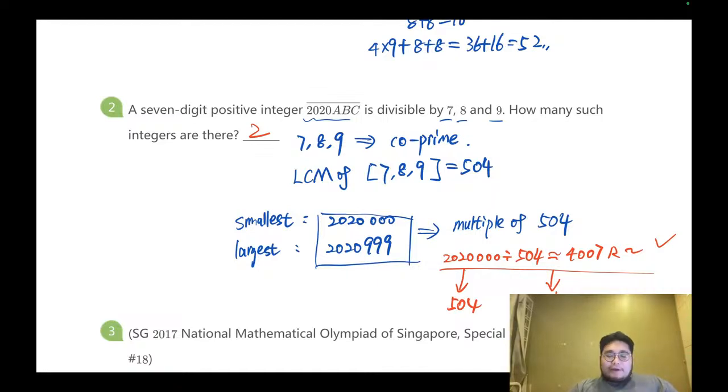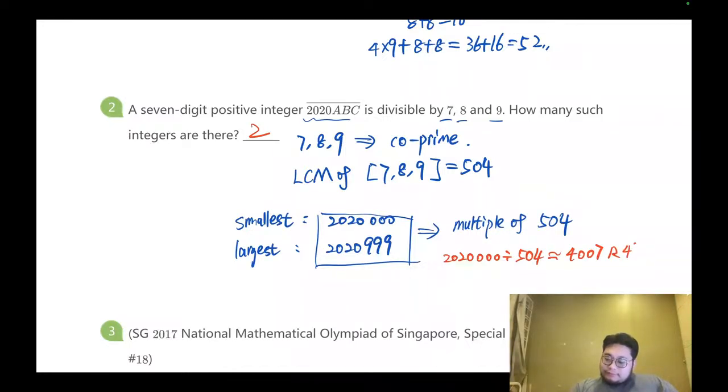Maybe someone may ask, okay, teacher, how do you calculate that? I don't understand what you're talking about. So we can just calculate, right? 2020000 divided by 504 is 4007, remainder 472.